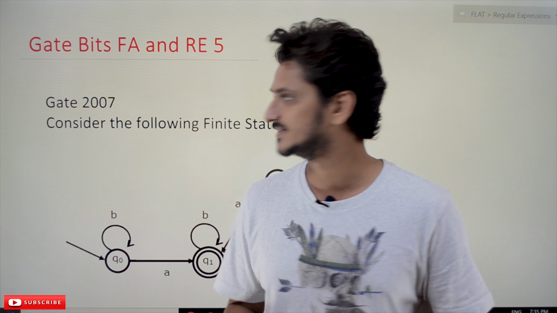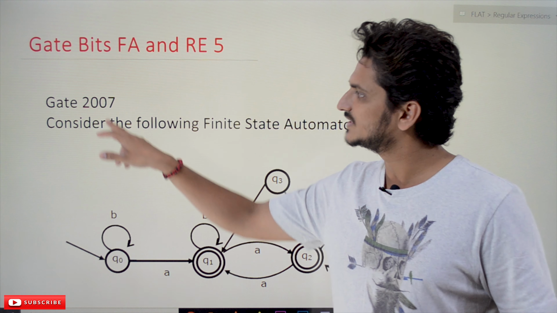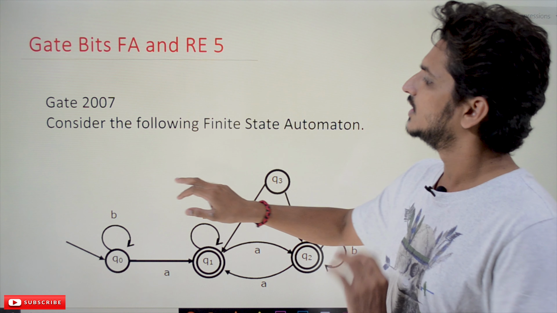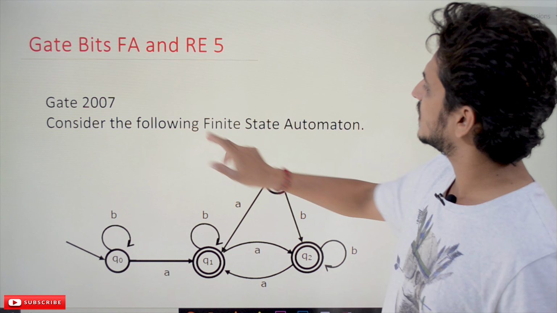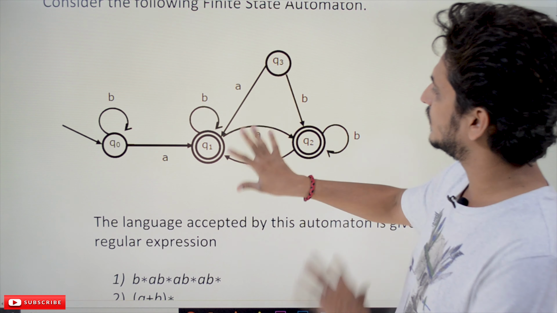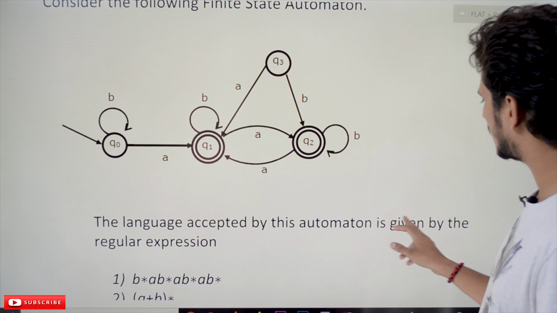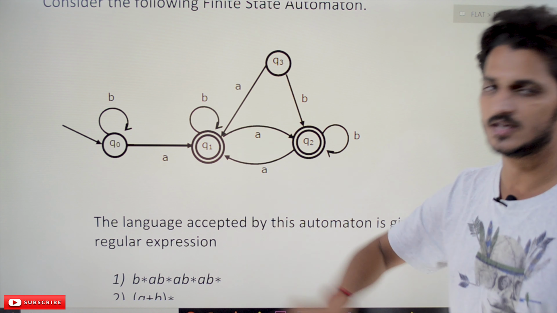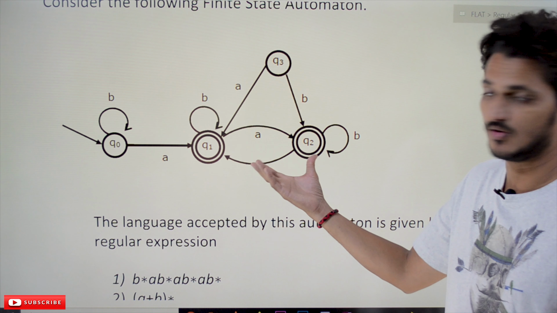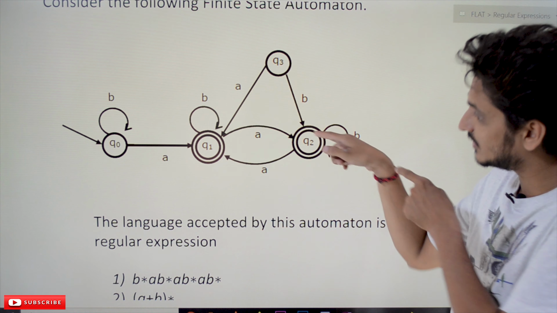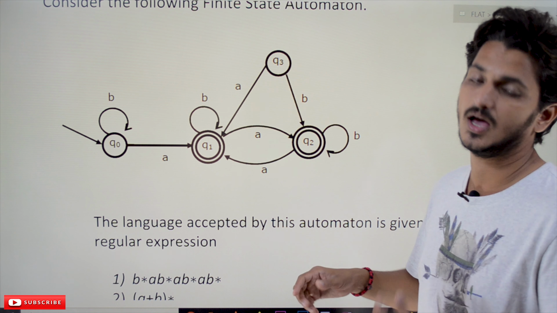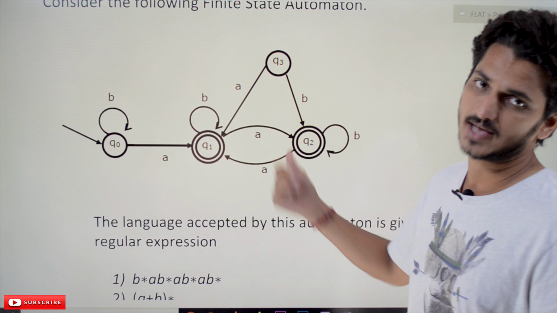Coming to today's examples, this example is given in GATE 2007. The example says: consider the following finite state automata. They have given some finite state automata. The language accepted by this automata is given by which regular expression? We have to identify the regular expression that this finite automata is going to generate, meaning what language this is going to accept.